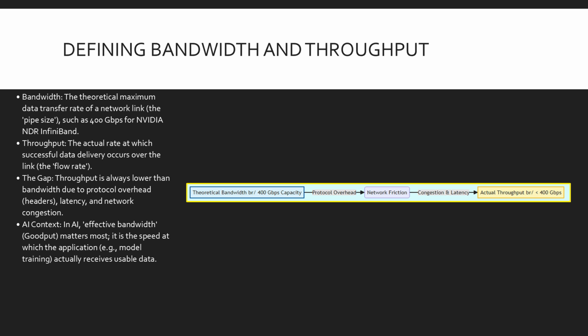This visual demonstrates the reduction from potential to reality. We start on the left with our theoretical bandwidth, the raw capacity of the cables and switches. As data moves right, it encounters friction, protocol headers, latency, and congestion, which act as filters. The result on the right is actual throughput. Our goal in AI networking is to minimize that middle friction layer to maximize the output.